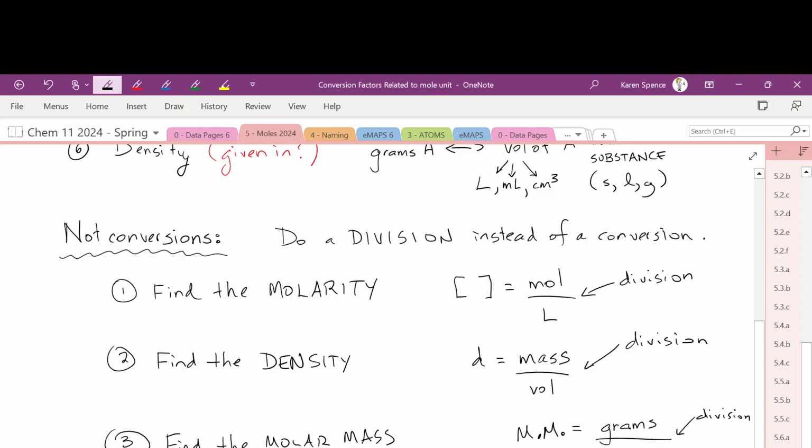So finding molarity is division, finding density is division. And if you're finding the molar mass of an unknown compound, that is going to be the grams divided by the moles. In the question, you'll be given the grams and the moles, or you'll be given the grams and the particles. And then you'll be able to find moles and do the division. So let's take a look at molar mass of an unknown substance, page 76.